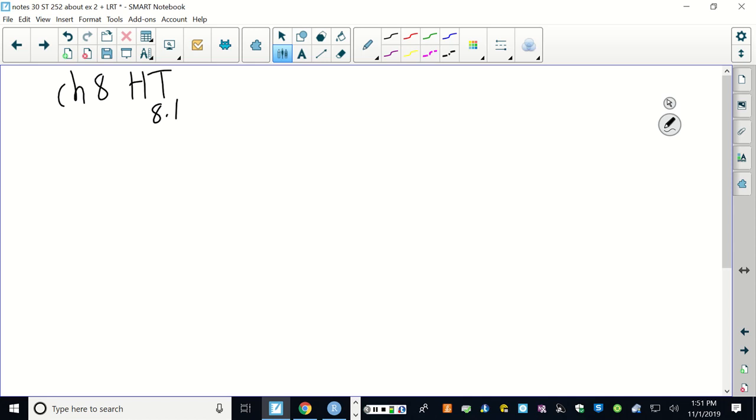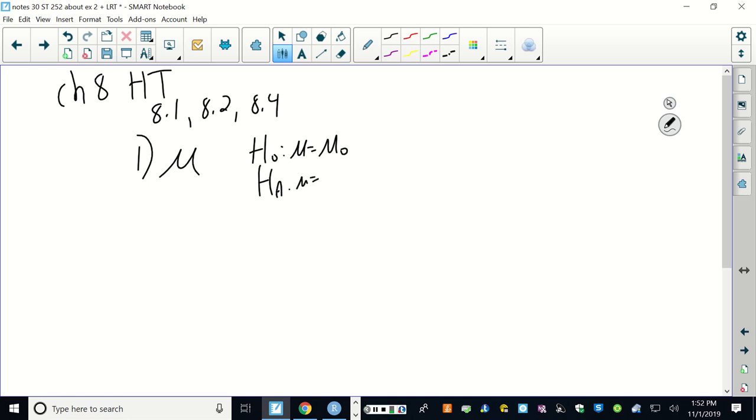We'll focus on 8.1, 8.2, and 8.4 of the book. We can do a hypothesis test about mu. Is mu equal to a certain value or not? And we calculate a t statistic for that, x bar minus mu sub 0, over s over the square root of n.